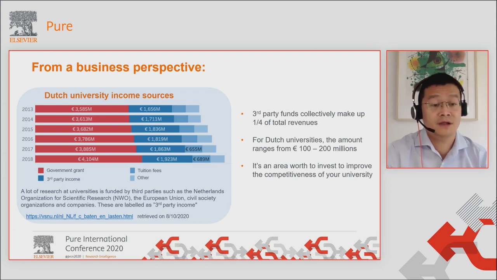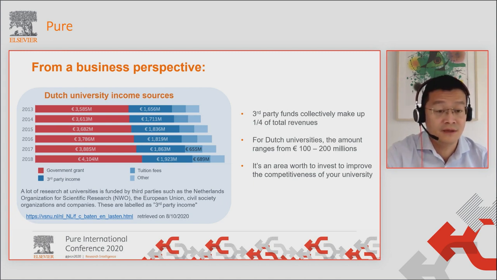By third party income, it means the funding coming from NWO, the Netherlands Organization for Scientific Research, or from the European Union, or from third parties like companies. Together, these third party funds account for about 25% of all the revenues of the Dutch university. And this means for a Dutch university, the amount ranges from 100 to 200 million euros per year.